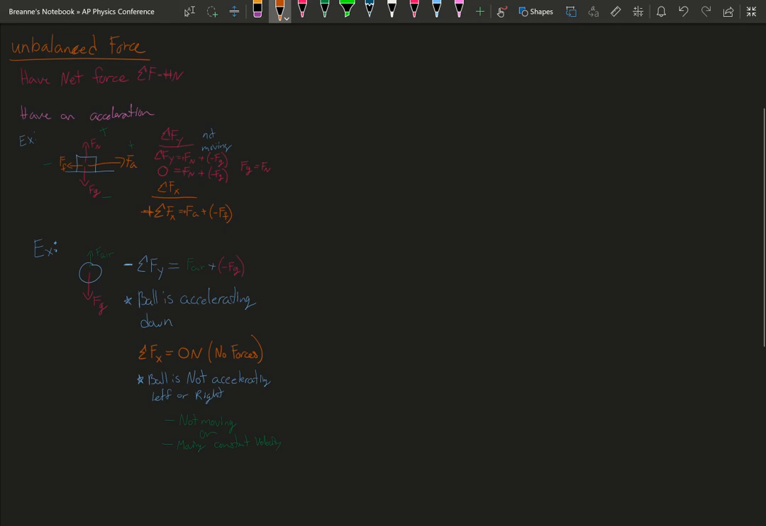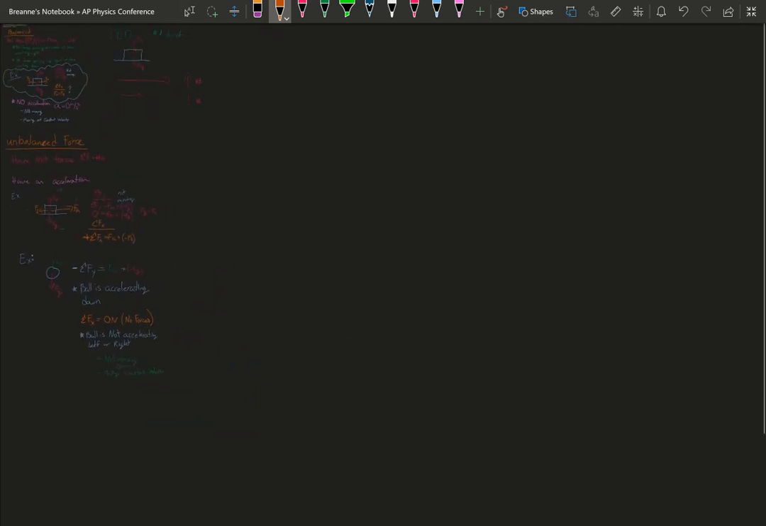So that's balanced forces and unbalanced forces, and a quick overview about free body diagrams. Now, I'll do a few more examples of free body diagrams and kind of give you some hints about your free body diagram homework.